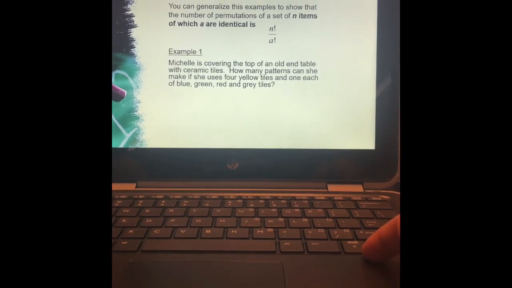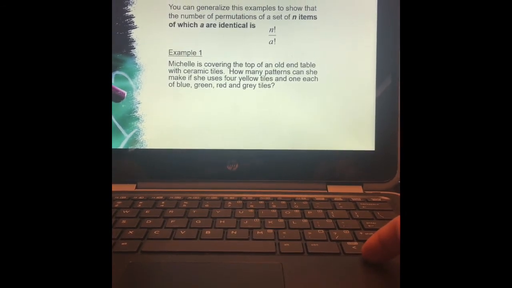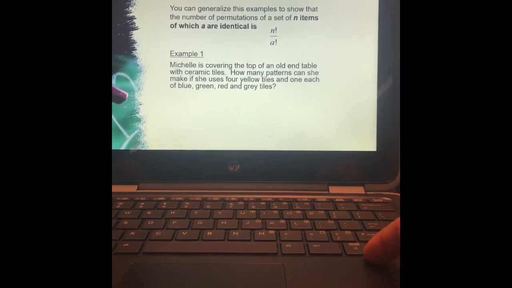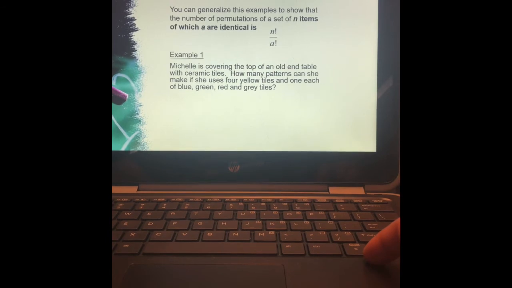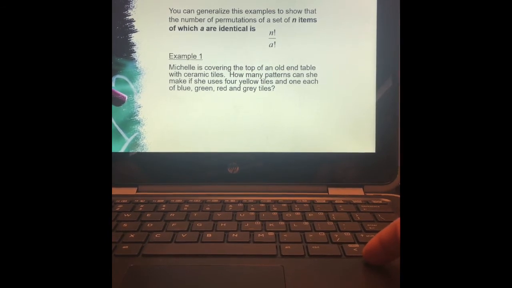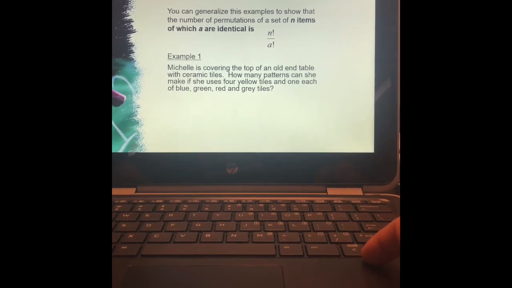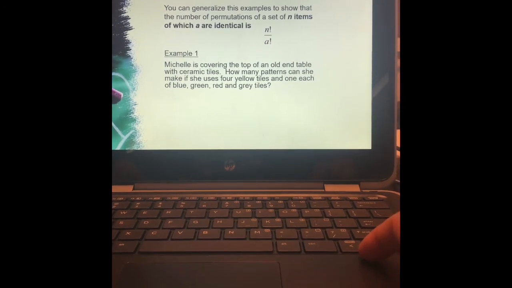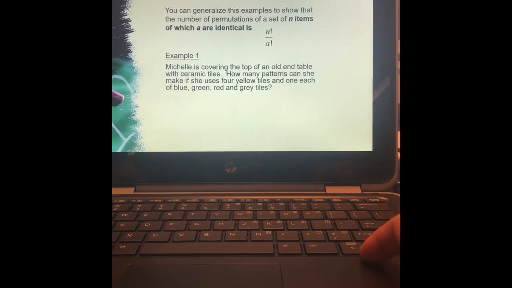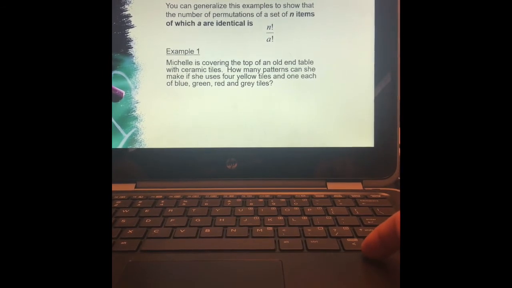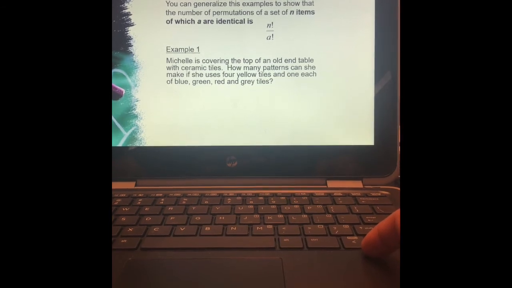Michelle's covering the top of an old end table with ceramic tiles. How many patterns can she make if she uses 4 yellow tiles and 1 blue, 1 green, 1 red, and 1 gray tile? So the total number of tiles available is 4 plus 1, 2, 3, 4. So there's actually 8. The 4 yellow plus the 4 other ones. 8 total.